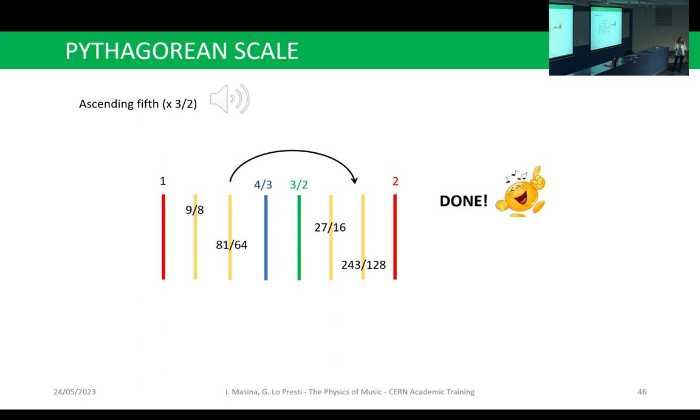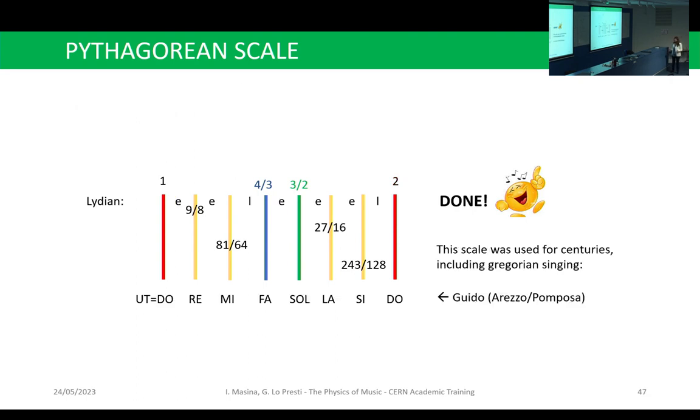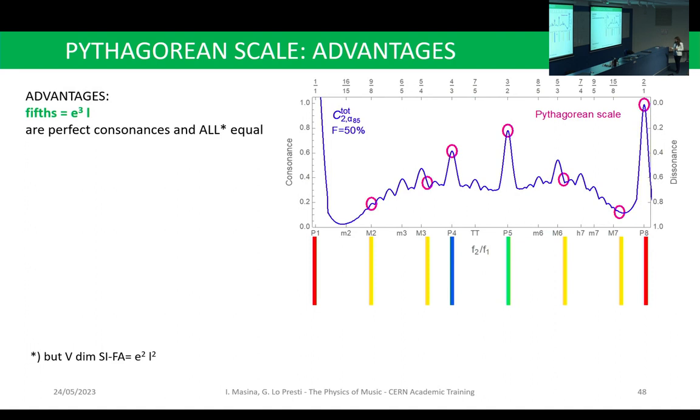Done. I managed to tune my small harp with 8 strings and I obtained the Lydian mode. And this scale, and other modes of course, were used for centuries, including in Gregorian singing. And the names of the notes, as you know, apart from the C, were introduced by Guido d'Arezzo, who was a monk in Pomposa, which is close to Ferrara, so everything is interesting for me. So these are the notes, and Gregorian singing was using this kind of Pythagorean suggestion to tune instruments. But let's turn to our model.